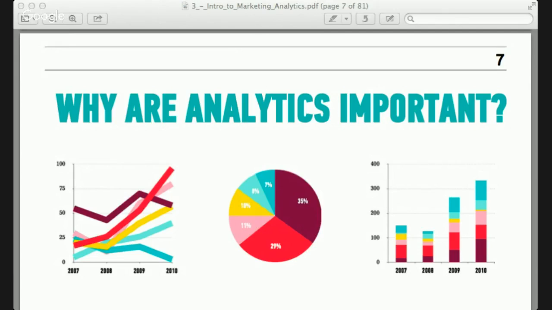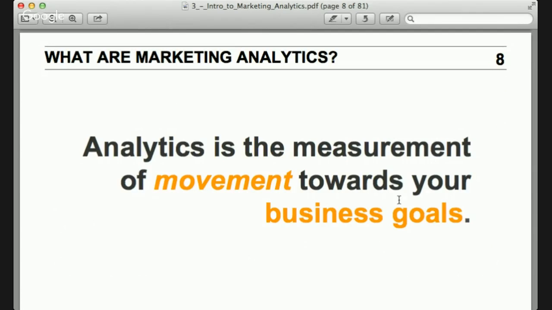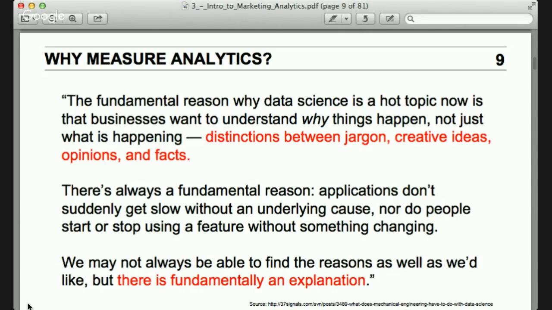So I'm going to define analytics. There's various definitions, but for the purpose of this class I'm going to define it as the measurement of movement towards your business goals. Or we'll say the measurement of movement towards your digital marketing goals. A couple good quotes. The fundamental reason why data science is a hot topic now, which it is, is that businesses want to understand why things happen, not just what is happening. Distinctions between jargon, creative ideas, opinions, and facts.